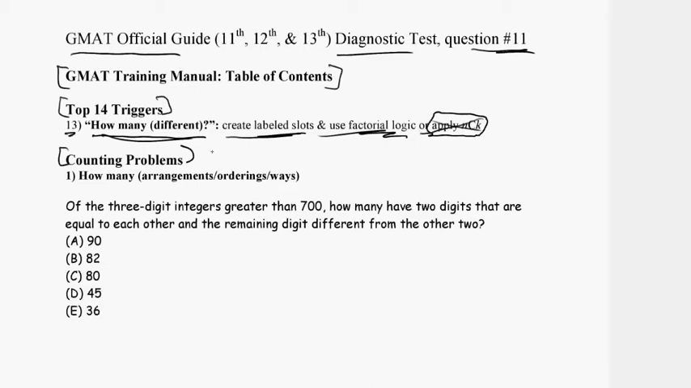In addition, counting problems, which include things like combinations and permutations, have a main trigger: when they ask for how many of something, how many arrangements, how many orderings, how many ways. That's what this question does. Notice in the question, how many? This is definitely a high level question that I'm going to discuss.